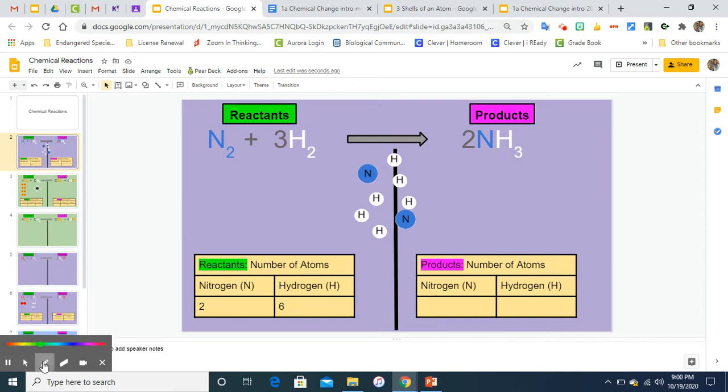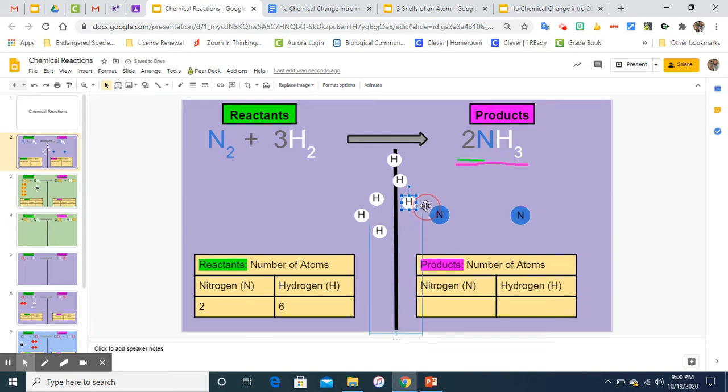In this case, the new products we can see according to the molecular formula, and I should probably highlight that in purple. The new products are 2 molecules of NH3. So it's your job to build that correctly. We need to build 2 molecules of NH3. We're going to take these individual atoms. I'll start building my first molecule of NH3 over here. And then I will build my second molecule of NH3.